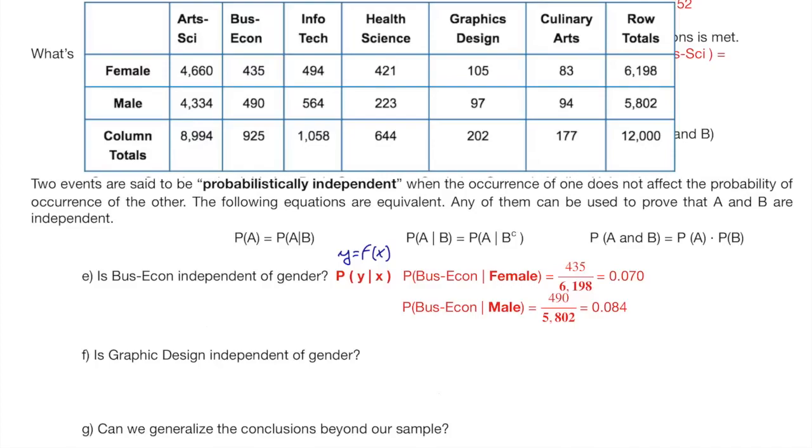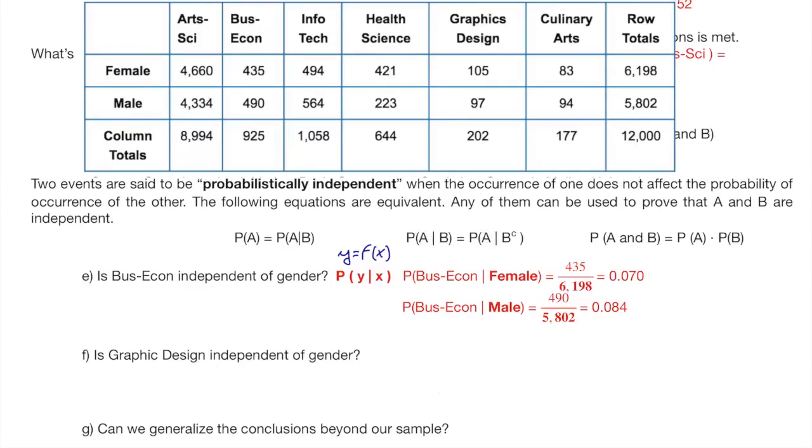Notice that in this pair of probabilities, the given part needs to change, in this occasion from female to male, and the other part needs to stay the same, business economy and business economy. This is the structure of the test for independence. The given part changes, B and B complement, and the other part stays the same, A and A.